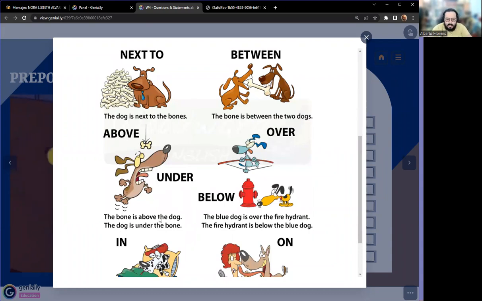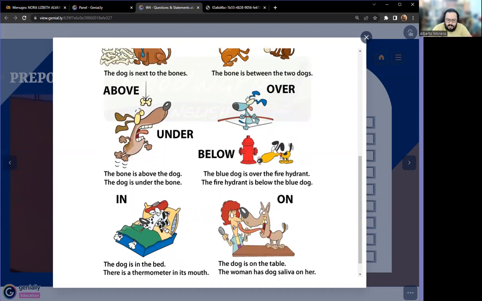debajo. The bone is above the dog. El hueso está arriba del perro. The dog is under the bone. El perro está debajo del hueso. Over y below, sobre y debajo. The blue dog is over the fire hydrant. El perro azul está sobre el hidrante. The fire hydrant is below the blue dog. Y el hidrante está debajo o por debajo del perro azul.